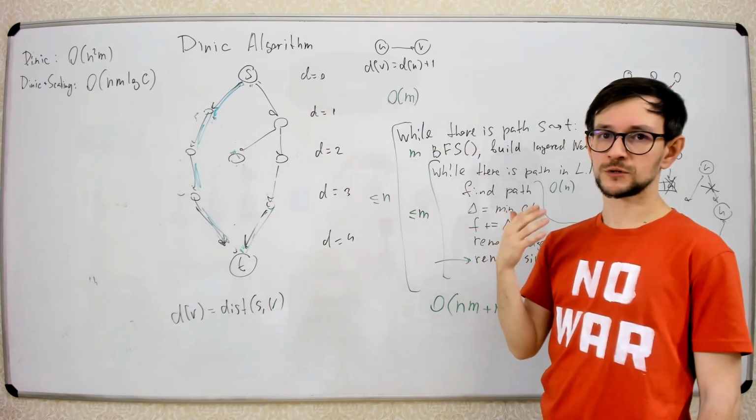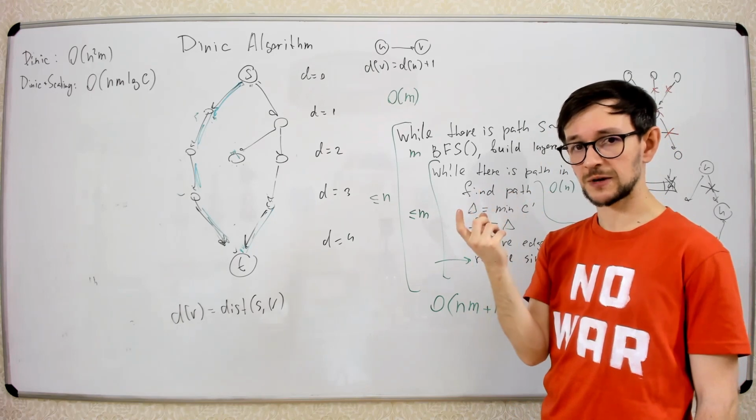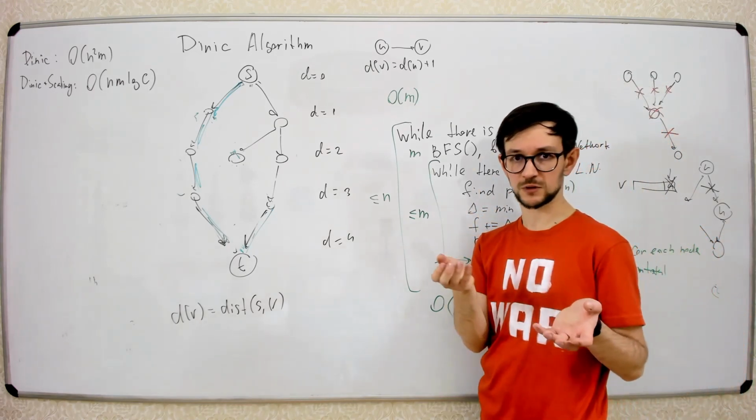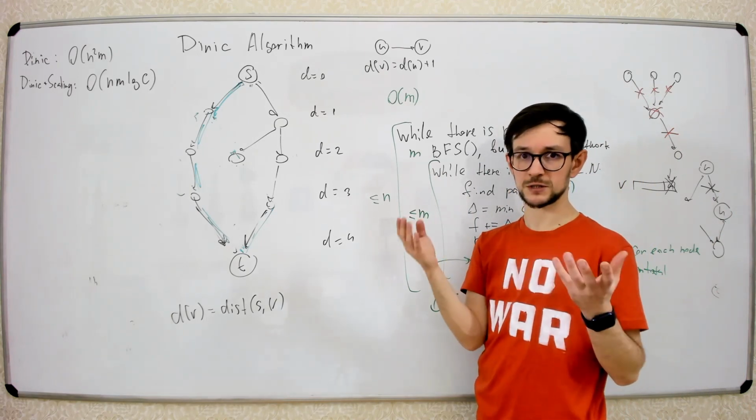Strongly polynomial algorithms do not have this log c in the time complexity. They only depend on the parameters of the size of the graph. They don't depend on the capacities.